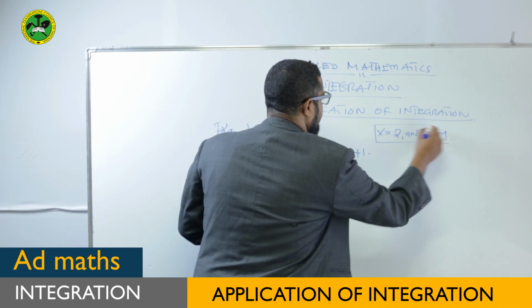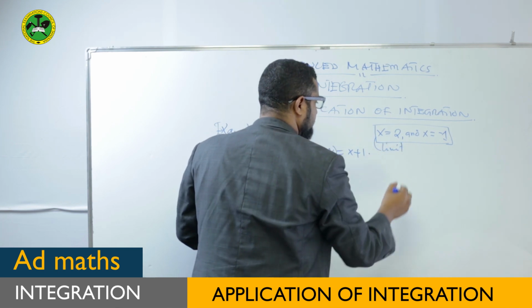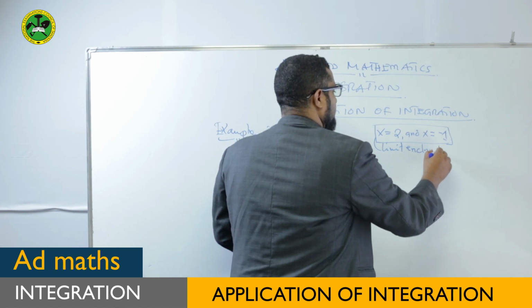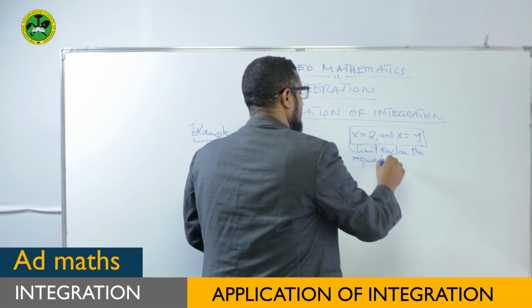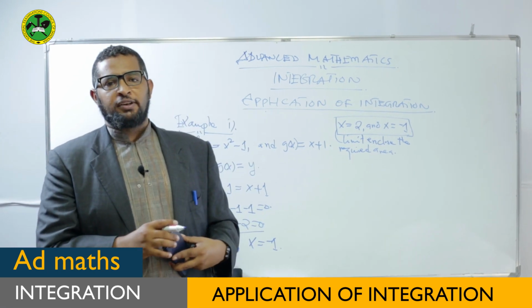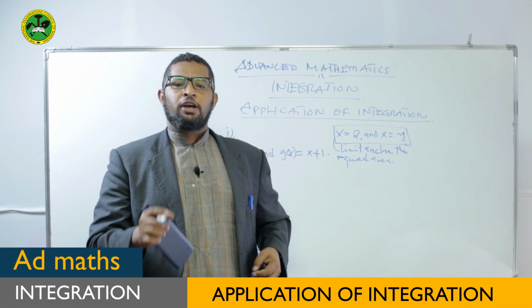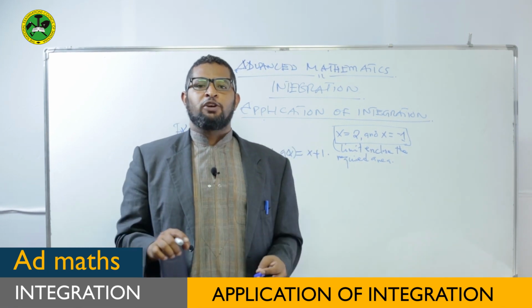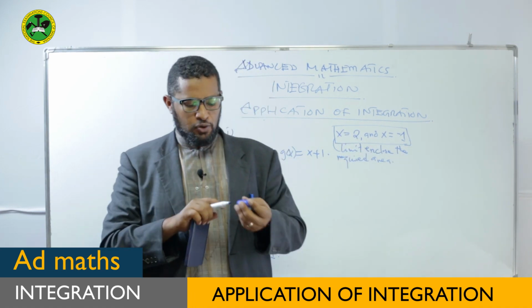These are the limit that will enclose the required area. That is the first step, my dear student. After knowing the value or the limit, now let's go and sketch so as we can see clearly this area that will be enclosed by 2 and that of -1.